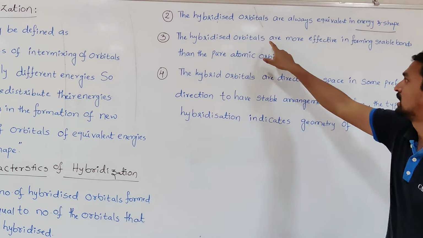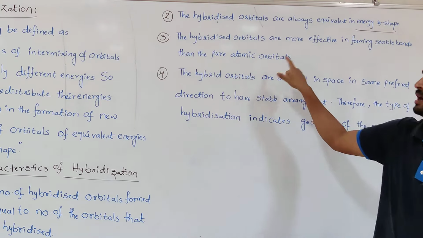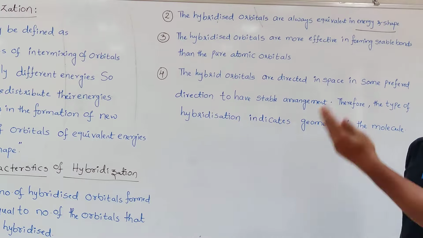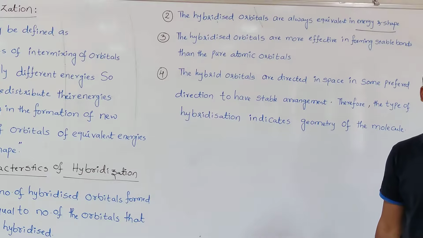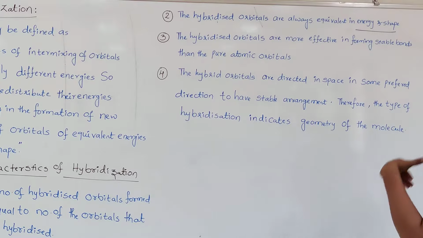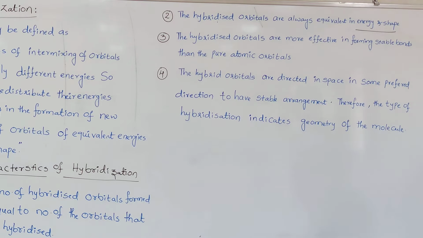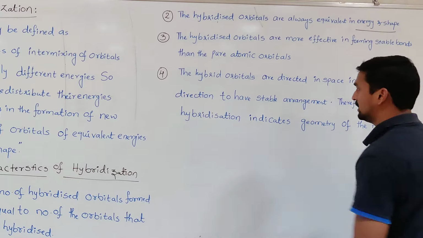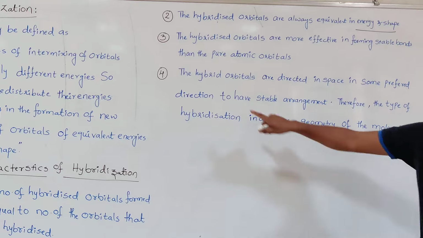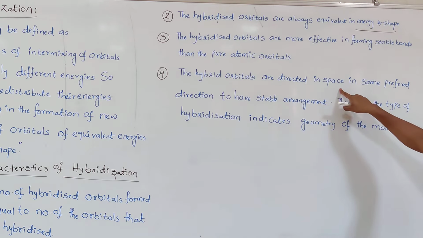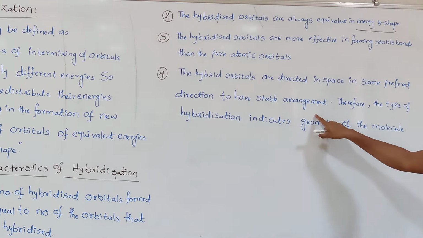Third, the hybridized orbitals are more effective in forming stable bonds than the pure atomic orbitals. Whenever hybrid orbitals are involved in overlapping to form a bond, that bond is said to be very strong, more effective than one formed by pure atomic orbitals. And the fourth one is that after the formation of these hybrid orbitals, they are directed in space in some preferred direction to have a stable arrangement.